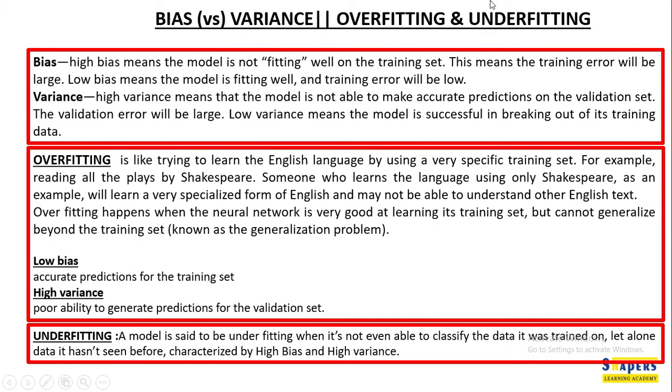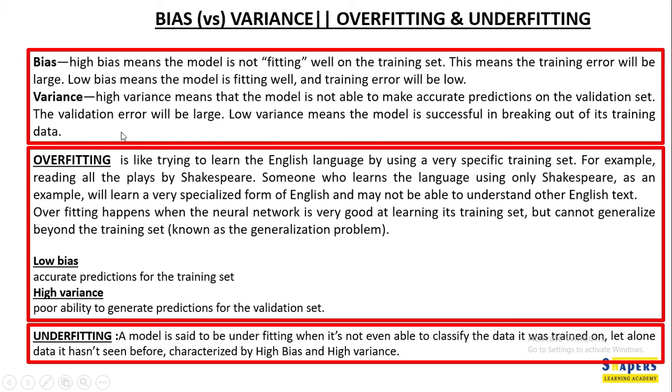Bias, variance, and two other important terms called overfitting and underfitting. What is bias? A high bias means the model is not fitting well into the training set. This means the training error will be large. A low bias means the model is fitting well and training error will be low. A high bias means the neural network which has been designed is not apt. The training set is what we use for training the network, and if it is not fitting well into the model, we call that a high bias. Whereas a low bias means the model is fitting well and the training error will be low.